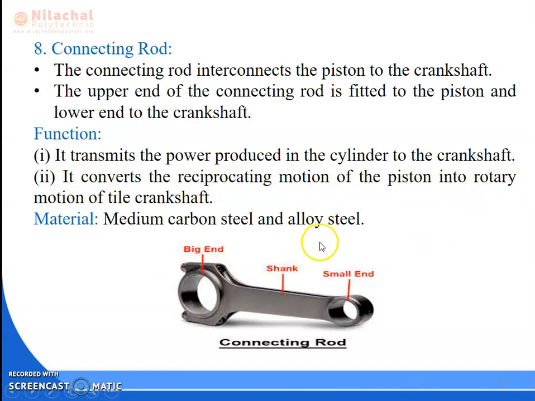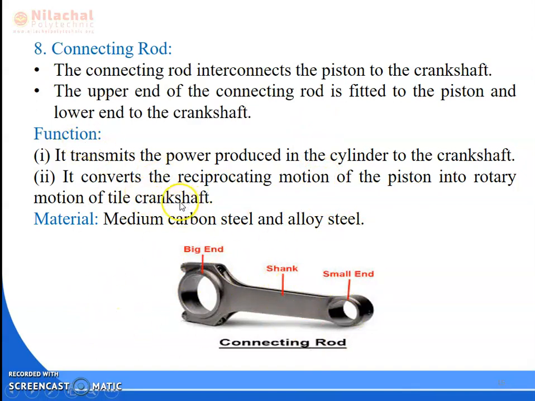As we know, the piston reciprocates up and down inside the cylinder. That means it reciprocates. But the connecting rod converts the reciprocating motion into rotary motion. That is the main function of the connecting rod.